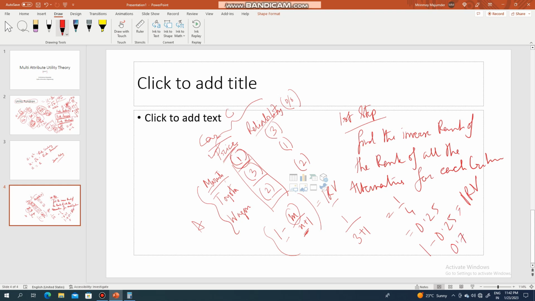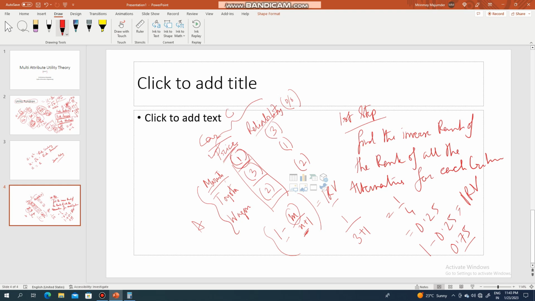So actually it is 0.7. Basically what happens if you compare all these three alternatives based on the rank, then it is okay. 1, 3, 2 is okay, perfectly okay.